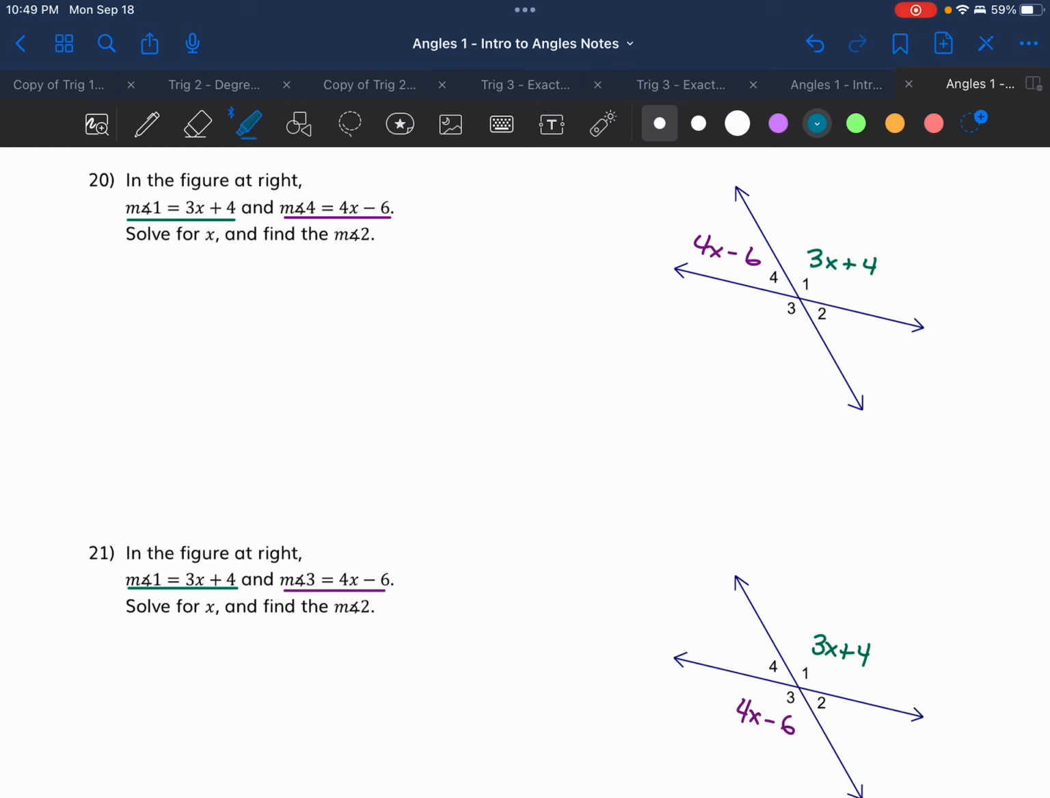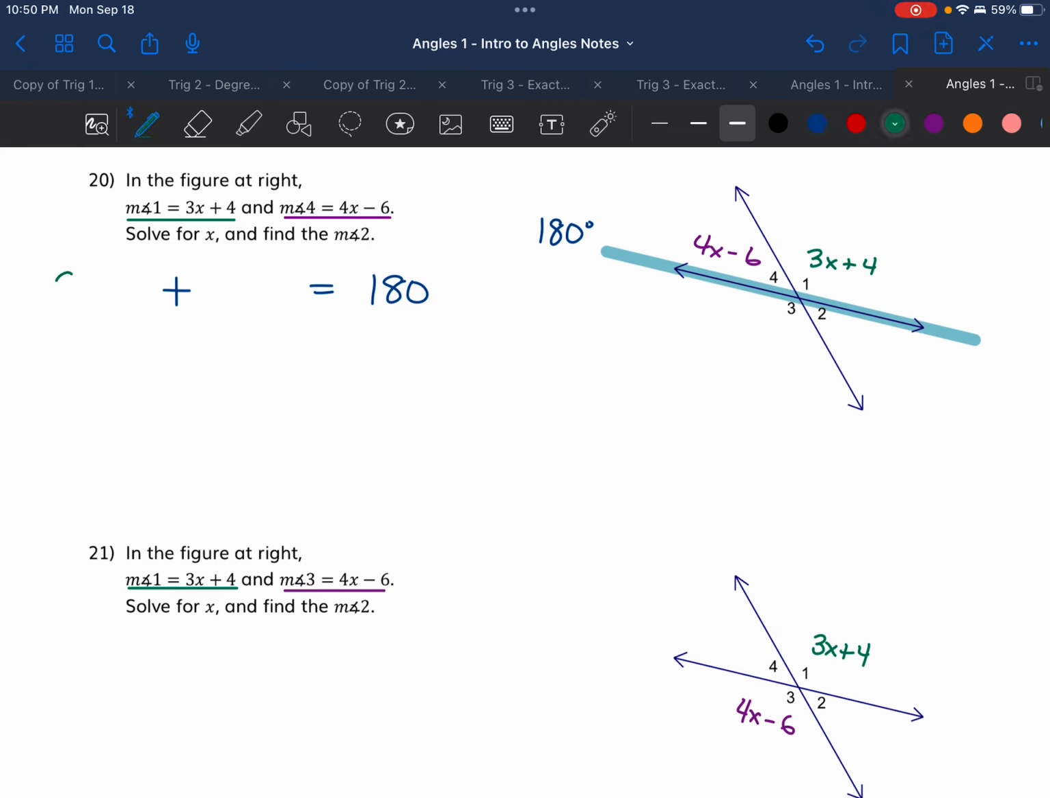Then reconvene, see how we did, see if your answers compare to mine. That said, here in question number 20, I have angles 1 and 4 that together lie on the top of this straight line. And as a reminder, the most important number that we will discuss in this class is 180 degrees. And if I've got 2 angles that together form a straight line, that means I'll be adding some stuff together to equal 180 degrees.